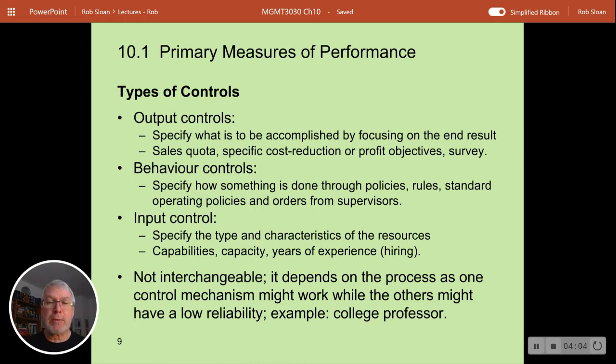And the third way is through input controls, where we specify the type and characteristics of the resources. So we can do that, say with raw materials, where we might want to specify a particular grade of a raw material. Or when we're hiring somebody, we can say we want a person with a certain number of years of experience or certain diploma or degree. They aren't interchangeable. It depends on the particular process or control mechanism which one will work, and others that might have rather a low reliability.